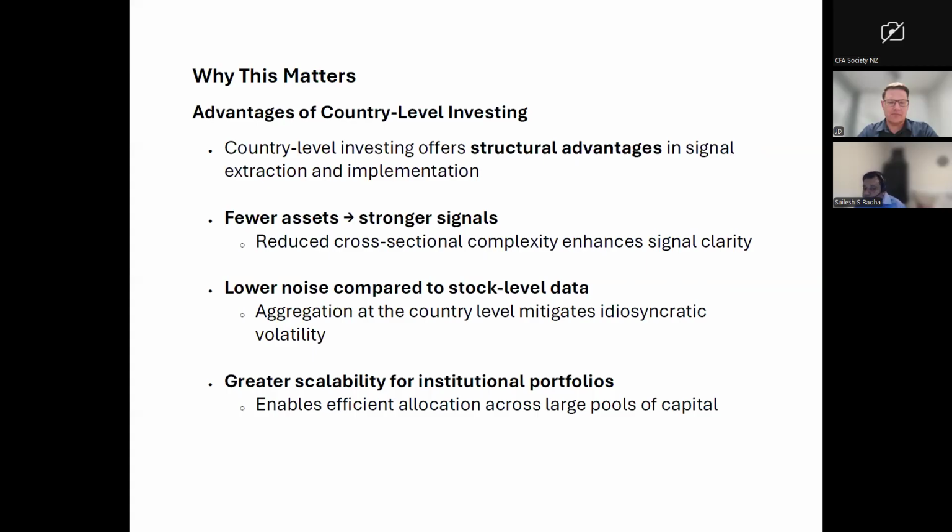The advantage here is that at the country level, you're dealing with fewer assets. We're talking about 48 emerging and developed countries, plus about 30 frontier countries, so 70 to 80 countries. Fewer assets, cleaner signals. The noise-to-signal ratio is very low at the country level compared to the stock level. It also offers better scalability, which makes it particularly relevant for institutional portfolios. So country-level allocation provides a cleaner, more scalable framework for capturing systematic return drivers.